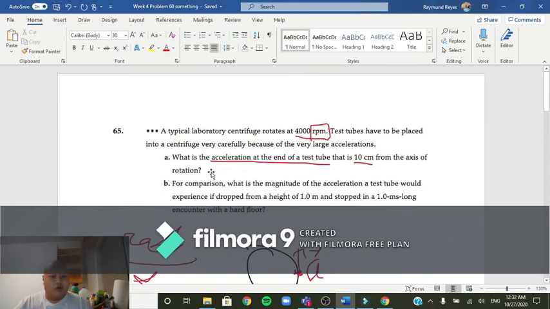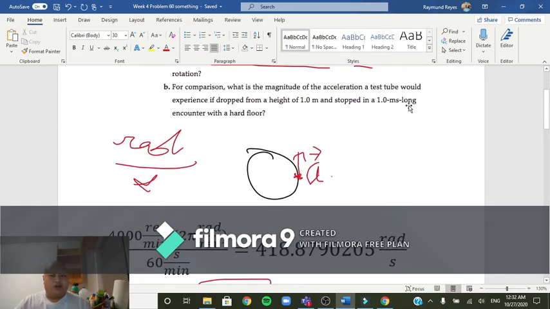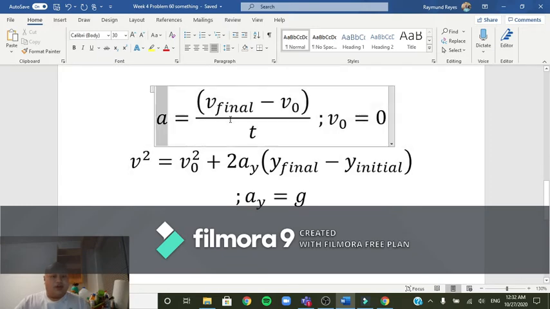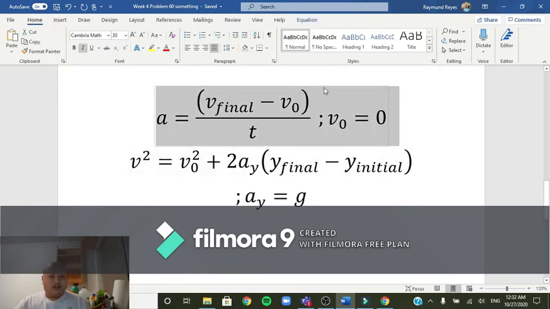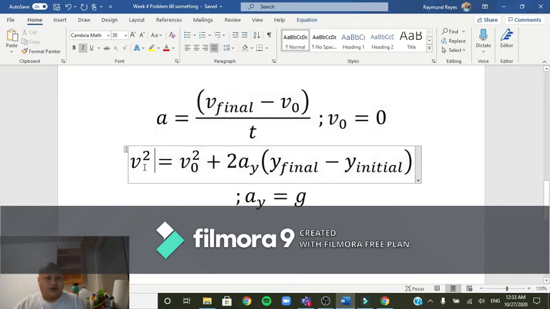Okay, so we are looking for the magnitude of the acceleration for part B, the test tube being dropped from a height of 1 meter and stopping in a 1.0 millisecond impact with a hard floor. So we have an acceleration equation: a equals delta v over t. Delta v in this case is v final minus v initial. The v naught in this case is 0 since it's not moving before it gets dropped. So we're looking for the final velocity. To do that, we square the final velocity and make that equal to the initial velocity squared plus twice the acceleration in y times delta y, or y final minus y initial.